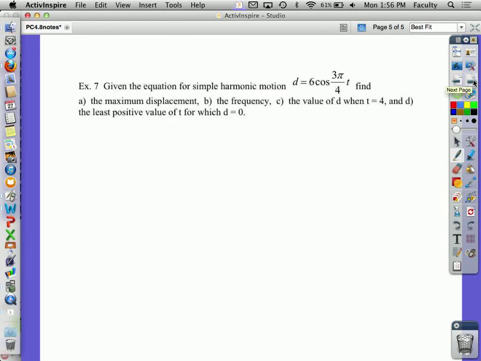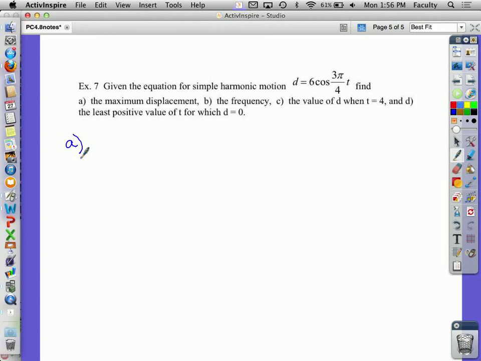All right, example 7 says, given the equation for simple harmonic motion, d equals 6 cosine of 3 pi over 4 t, find the maximum displacement. Okay, now think about this a minute. It looks a little bit confusing, but if you just try to look past that, if you cover up the 6, and I have the cosine of some angle, what's the range for cosine? What are the values that are spit out of cosine?